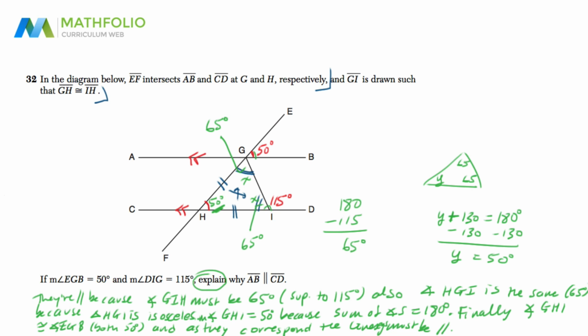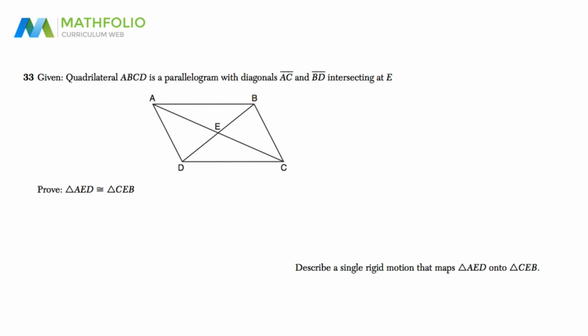So that's more than enough explanation, especially with this work on the side as well. So that was question number 32. All right, here is number 33. And we're asked to prove that triangle AED, so A to E to D, let me go over in green, A to E to D, is congruent to C to E to B.